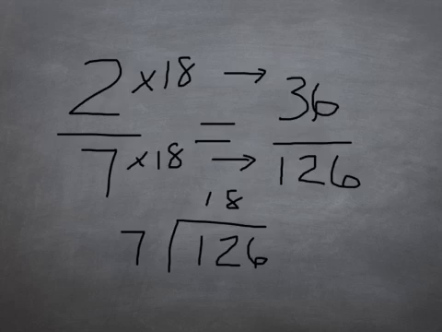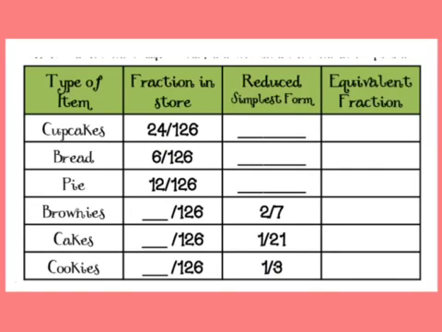We now will write this in the fraction in-store column. You will now need to write 36 in the spot for brownies. Again, do not do the equivalent fractions column. Now you need to complete this chart.